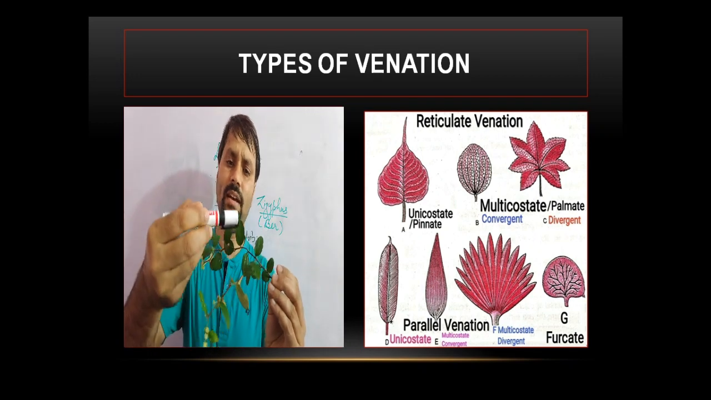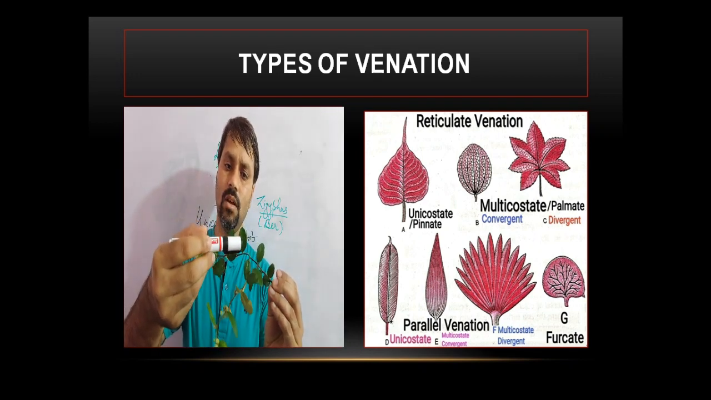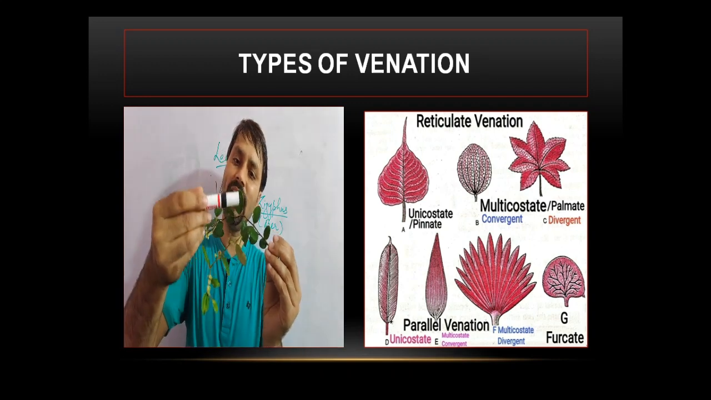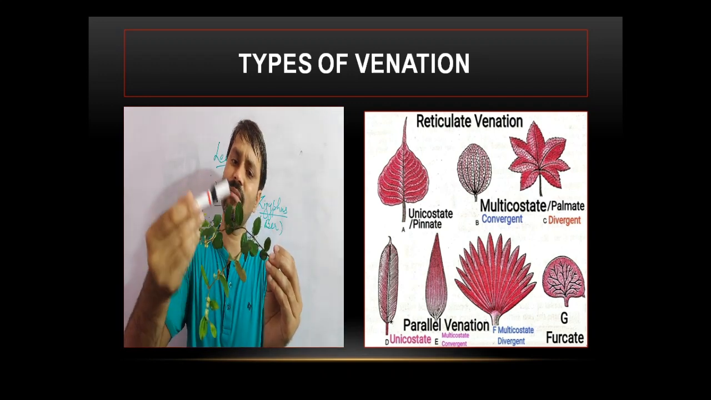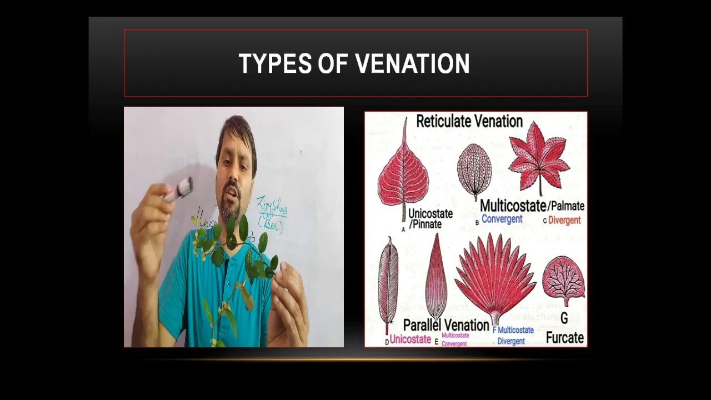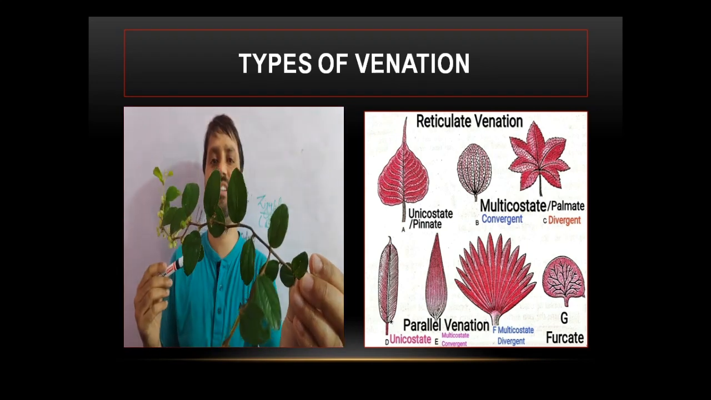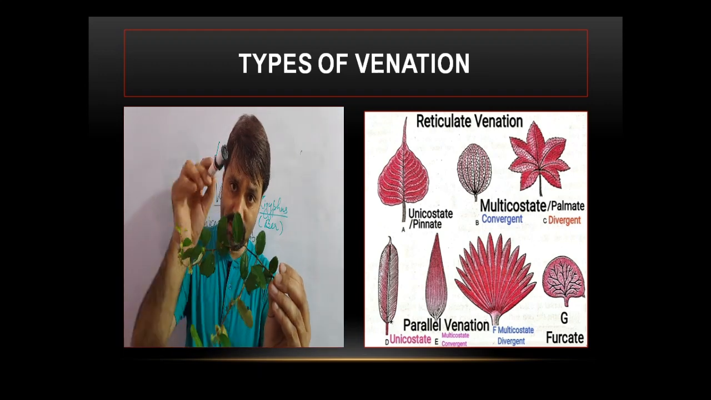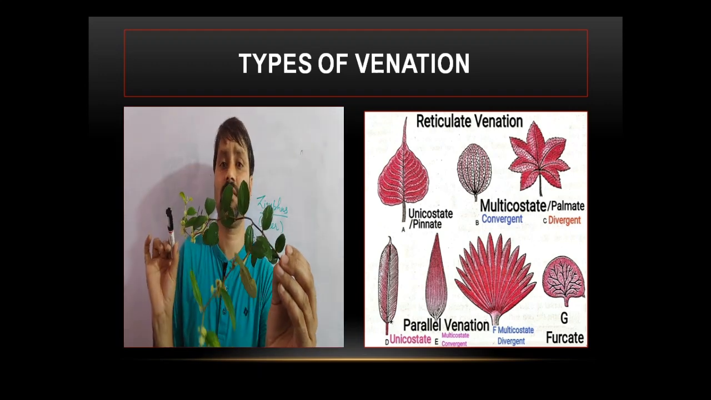So how many midribs are there? Sorry, we will say midribs, and veins will arise from them. So many midribs are there. Arising from them, many veins are there. From veins the veinlets will be there, and it is making a network. And these midribs are converging at the apex.